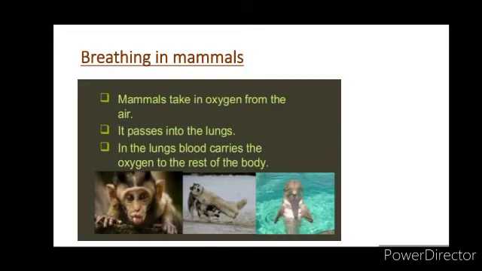Students, now we are going to know breathing in mammals. Mammals breathe through their lungs. The air they inhale enters through the nose, reaches the windpipe, and goes into the lungs. Exchange of gases takes place in the lungs. The blood takes in oxygen and passes it to all parts of the body. Carbon dioxide and water vapors are exhaled.